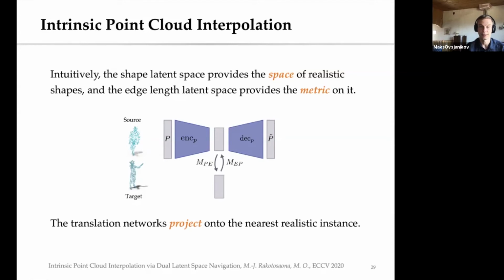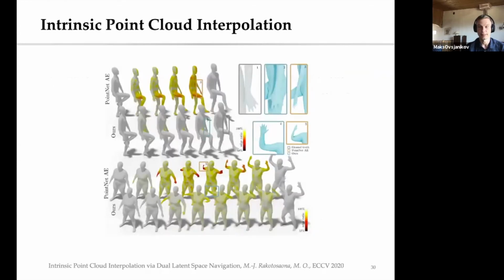And you can think of these translation networks as something that projects, given a set of edge lengths, to the closest reasonable shape that has edge lengths as close as possible to the given ones, right? And so we evaluated this very extensively and showed that this provides significantly better interpolation than a standard approach based, for example, on PointNet or many other existing architectures. So here we highlight the different kinds of distortions that you get during interpolation.